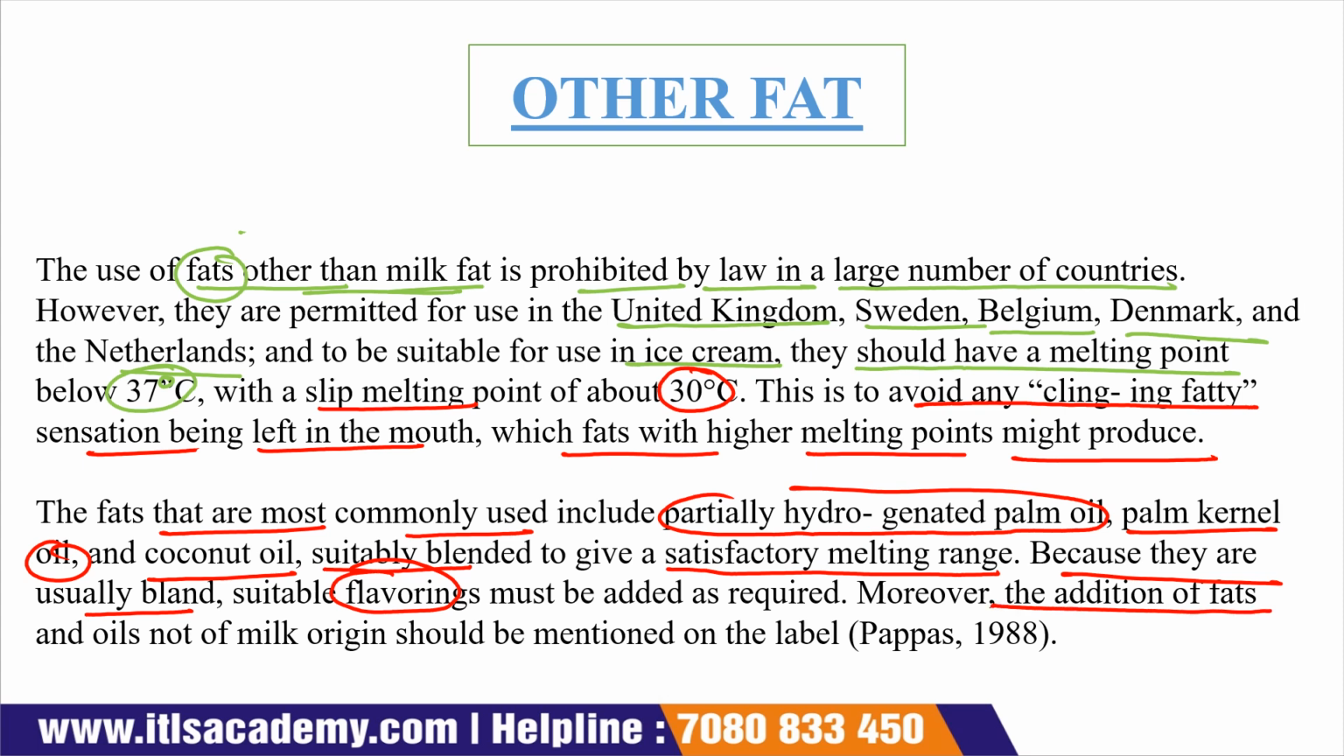Moreover, the addition of this type of fats and oils, not of milk origin, should be mentioned on the label. If we are using a fat or oil that is not milk fat, it should be mentioned in your labeling. Without mentioning it, you can't sell it.